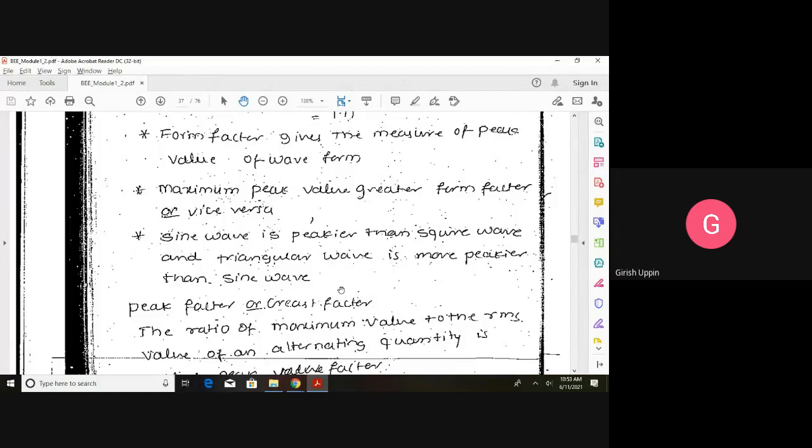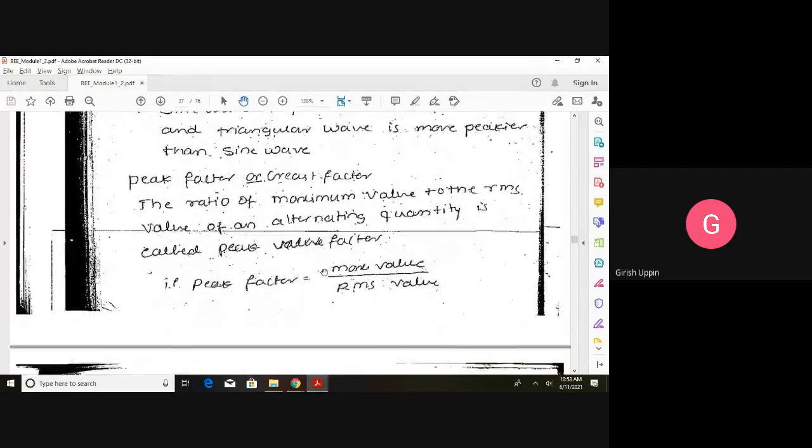And based on the observation for the different waveforms, by calculating the RMS value and average value, it has been observed that the sine wave is much peakier than the square wave, and similarly the triangular wave is peakier than the sine wave. Next one is the peak factor.